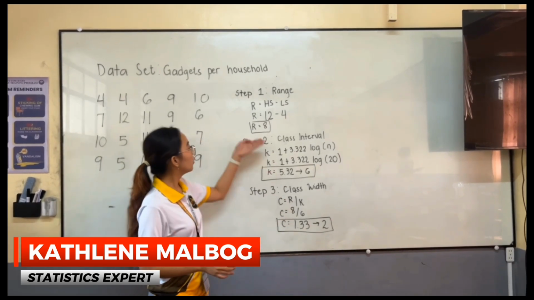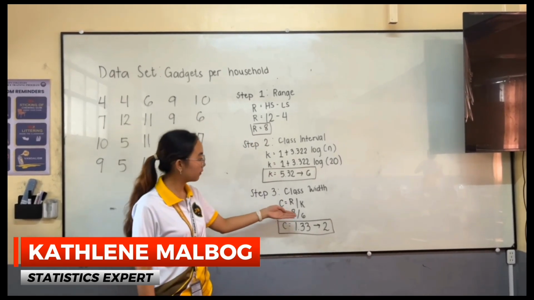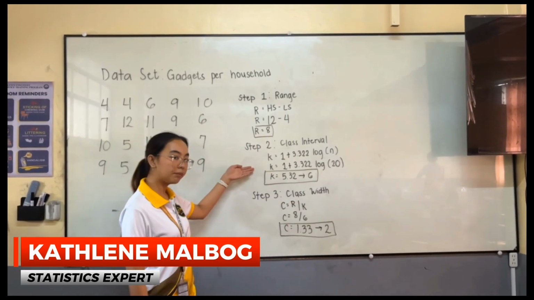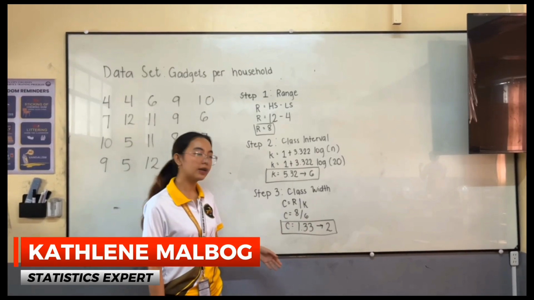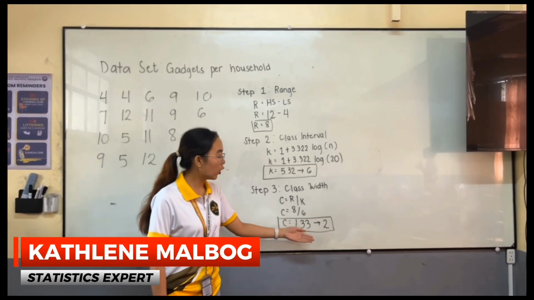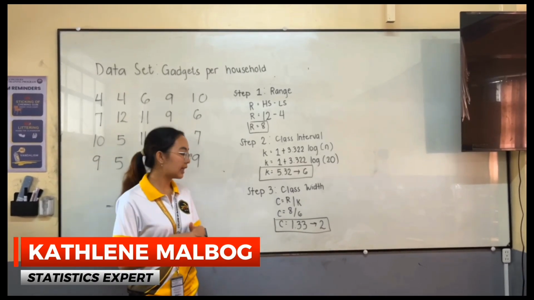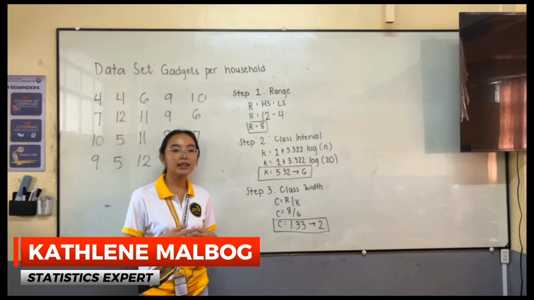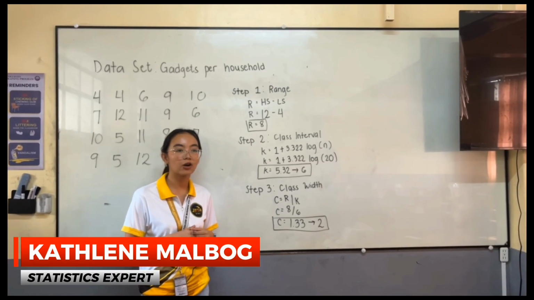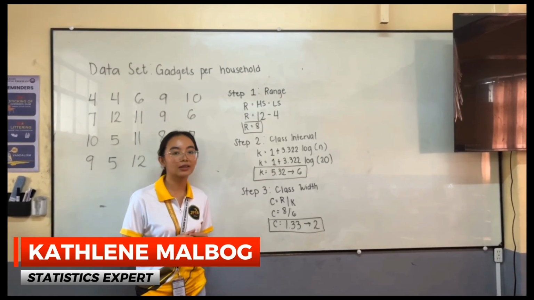For our range, we have 8. And then divide natin po by our class interval, which from step 2 is 6. Then 8 divided by 6 is 1.33, or 2. So katulad lang rin po ng class interval, kapag yung class width natin may decimal, we always round it up. And then now let's proceed to how we compute the frequency, or how we build the frequency distribution table.